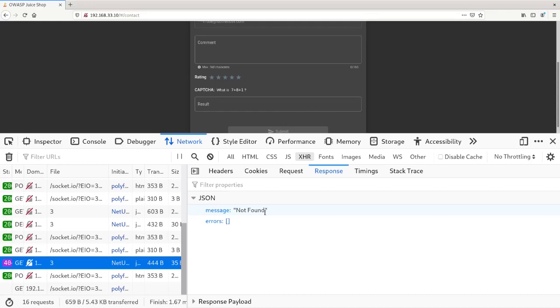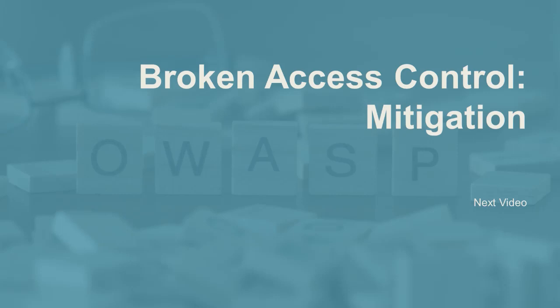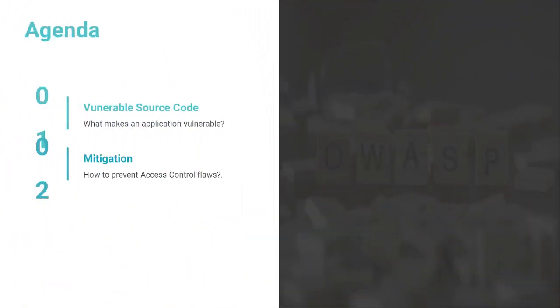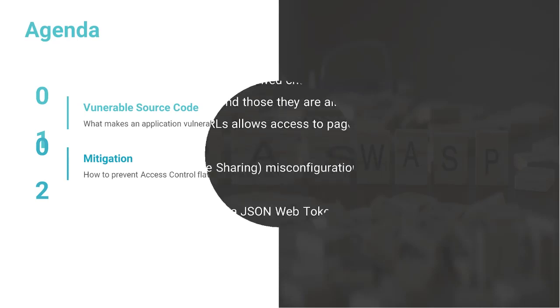You'll certainly find other issues. Next, we will discuss what makes the application vulnerable and how to prevent it. Welcome to the third and last part of Broken Access Control session. In this part, we will discuss broken access control mitigation. We will start discussing what makes an application vulnerable, and then we will hunt OWASP Juice Shop vulnerable source code. Before closing this session, we will discuss how to avoid such vulnerabilities.